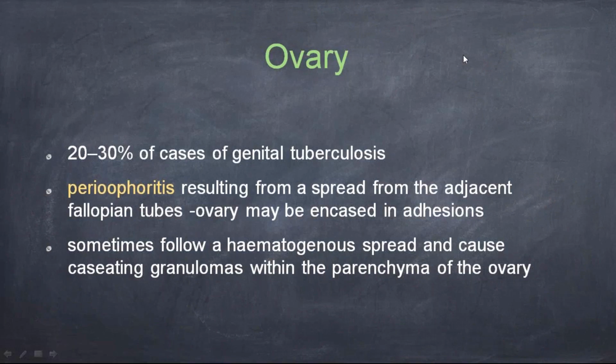Next, after the uterine cavity, comes your ovary. It is involved in 20 to 30% of the cases of genital tuberculosis, and periuteritis resulting from the spread from the adjacent fallopian tubes is the reason. Ovary may be encased in adhesions. How does the ovary get infected? Either from the tube, so tubes are infected and the infected material is transferred from the tube to the ovary, or from hematogenous spread from the pulmonary region. That is also one of the reasons for spread to the ovary.